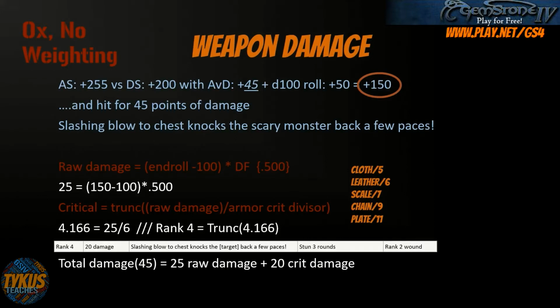We will use this as our baseline swing and baseline damage, so we'll need to remember that a rank 4 wound does 20 damage, and the overall damage was 45, just so we can make comparisons down the line.